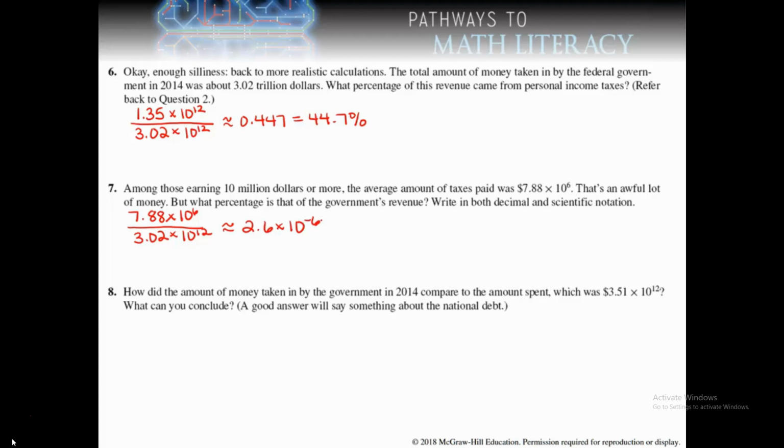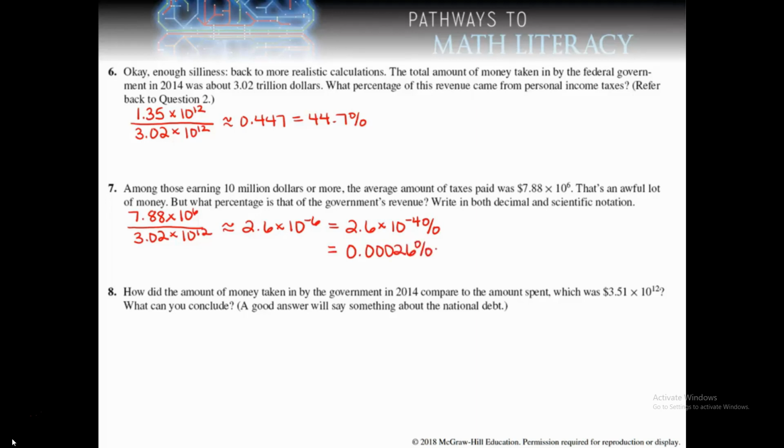But if I want to make that a percentage, I need to move the decimal two places to the right, or change that to 2.6 times 10 to the negative fourth percent. And then it also wants that in decimal notation. In decimal notation, we would move the decimal then on that percentage four places to the left, which would make it 0.00026%.